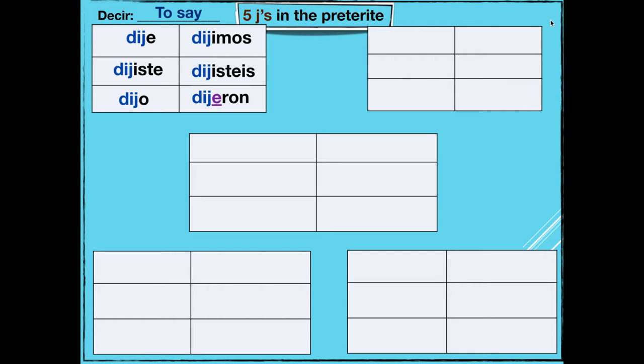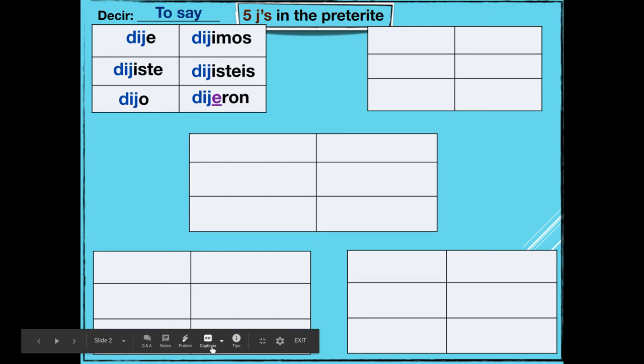Now, why do I call them the 5 Js? Can you guys figure out why we call them the 5 Js? And you should by now notice the pattern, right? We have a J for each one. Dije, dijiste, dijimos. And that's going to be your root, right? That's going to be the root of your conjugation. You're going to have this root right here, dij.